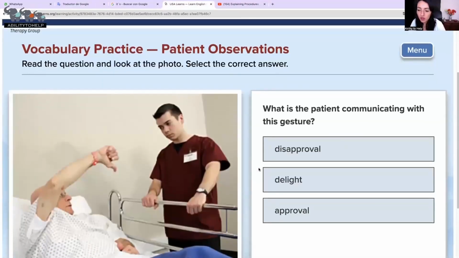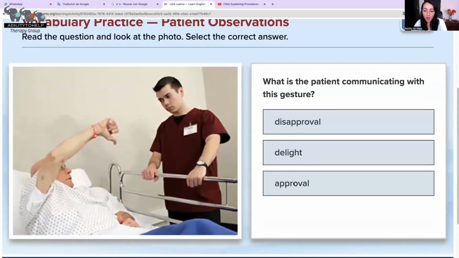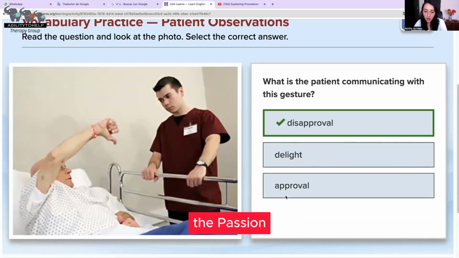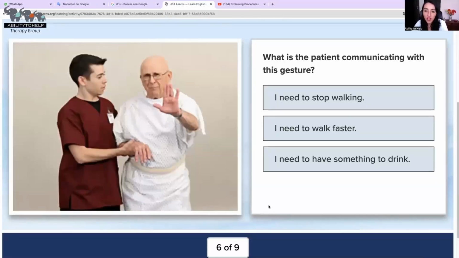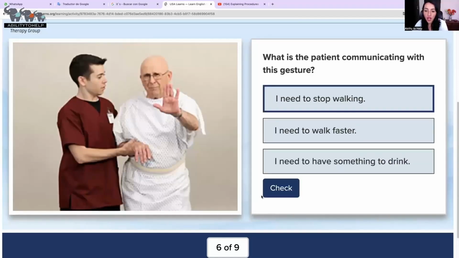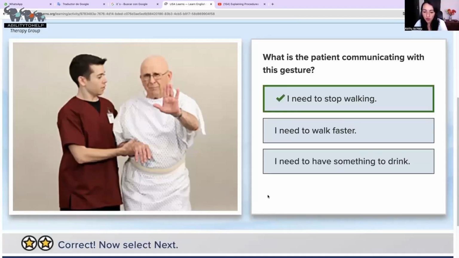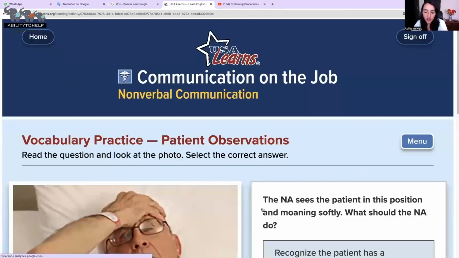What is the patient communicating with this gesture? Approval? No. Delight or disapproval? I think disapproval. What is the patient communicating with this gesture? I need to stop walking. I need to walk faster. I need to have something to drink. I need to stop walking.